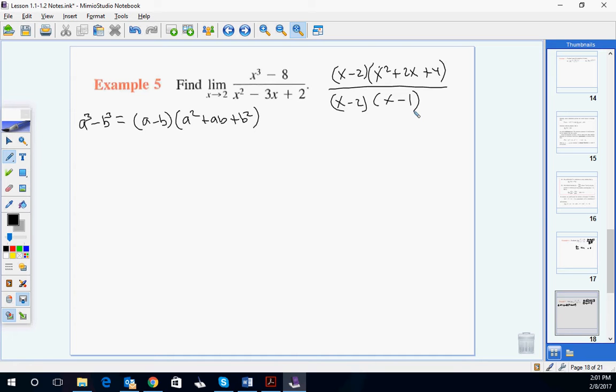Any questions? Okay, so we just go nice. Now we plug the 2 in. 2 minus 1 is 1, so that's nice. That's just nothing really on the bottom. It's just a 1. 2 squared is 4, 2 times 2 is 4, plus 4. The answer is 12.